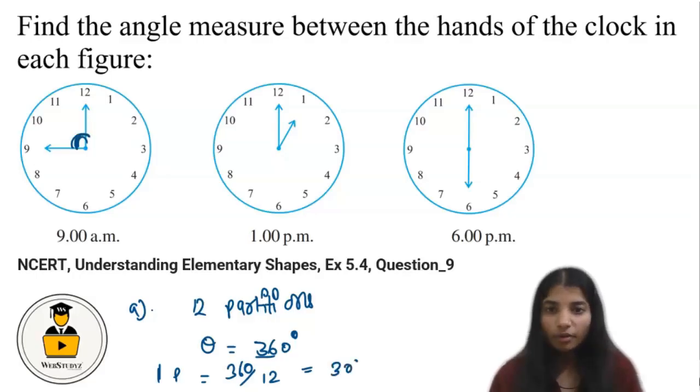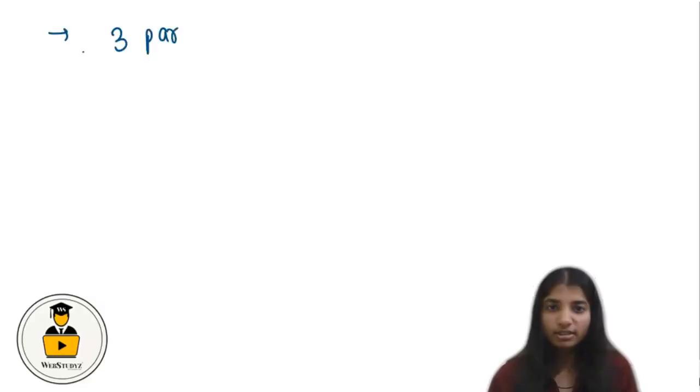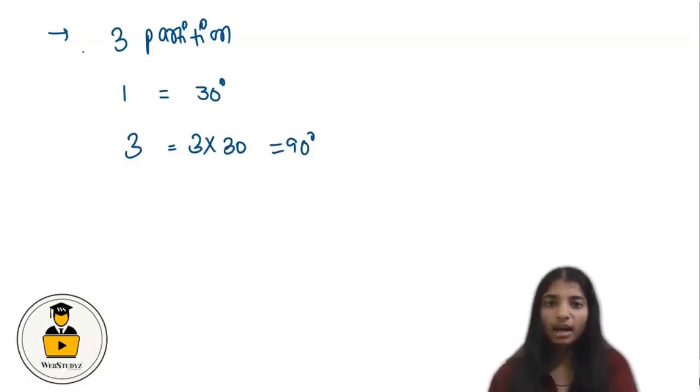So now look here, from 9 to 12, there are 3 partitions. So we are considering the first figure. There are 3 partitions between 9 and 12, between the hour hand and the minute hand, and one partition is equal to 30 degrees. So 3 will be equal to 3 multiplied by 30, that is equal to 90 degrees. So we can say that the angle between the hour hand and the minute hand of this clock is 90 degrees. So the answer to the first part is 90 degrees.